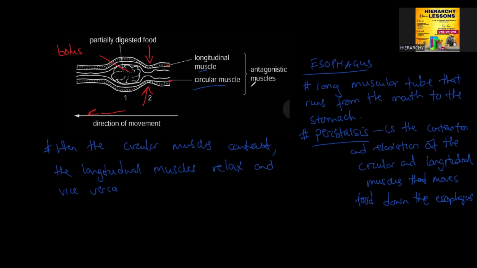They are called antagonistic muscles because their movements oppose each other. When the circular muscles contract, the longitudinal relax, and when the longitudinal contract, the circular muscles relax. That's how food is moved down the esophagus. Peristalsis occurs not only in the esophagus but throughout the digestive tract. It's a squeezing action that moves food down.